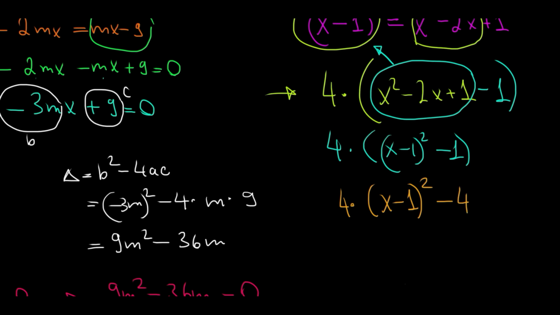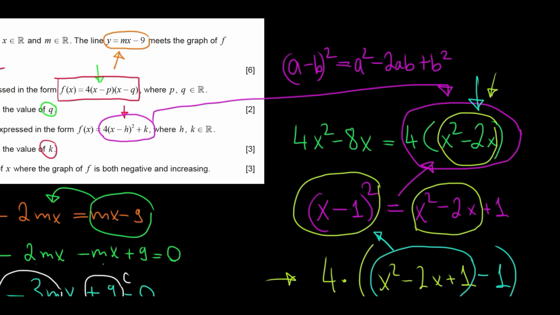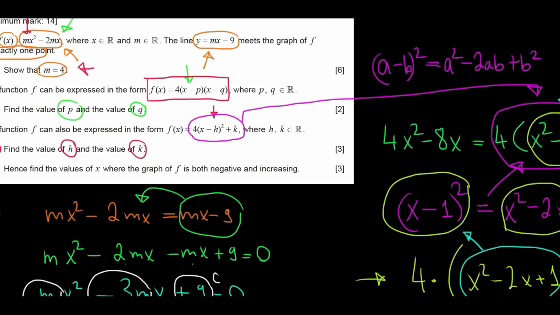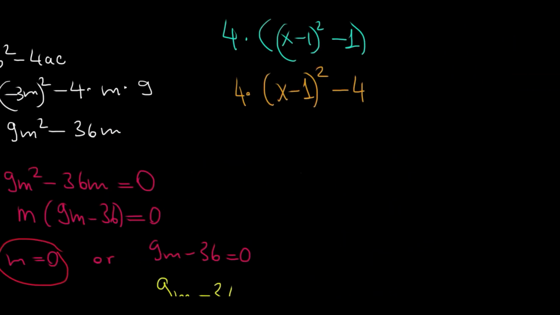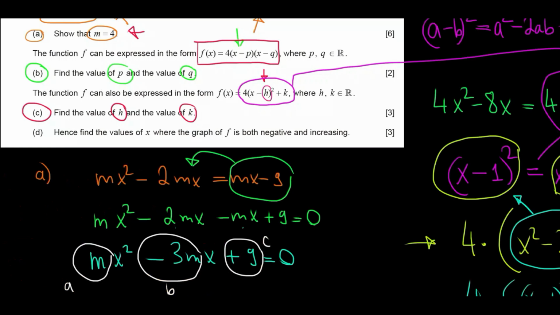minus 4. Now this is looking much better because I can go back to my question and provide the answer. Look, it's exactly the shape they wanted. It's 4 times a bracket squared plus k. So the h and the k will be, in this case, 1 and minus 4 respectively. I have the 1, which is my h, and I have plus k, which is a minus 4 over here. So these are going to be our answers. Let's continue with the last part.